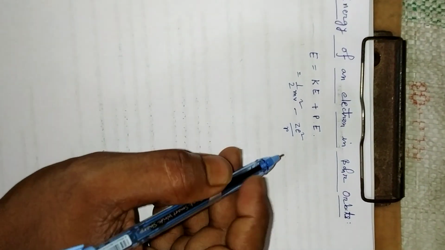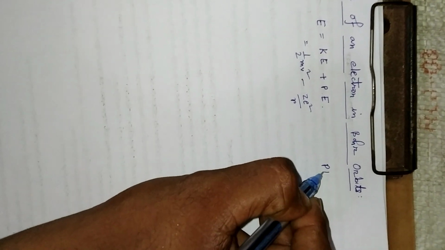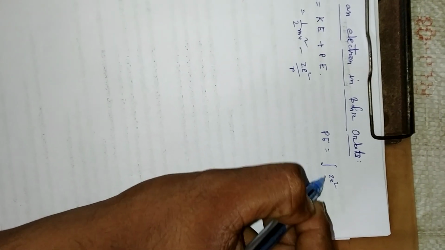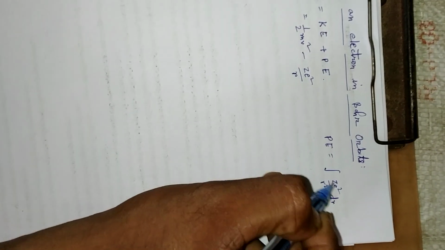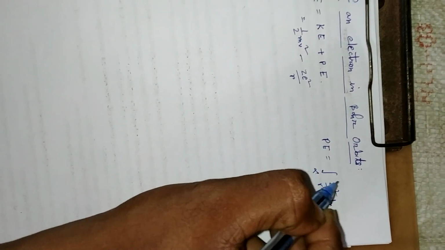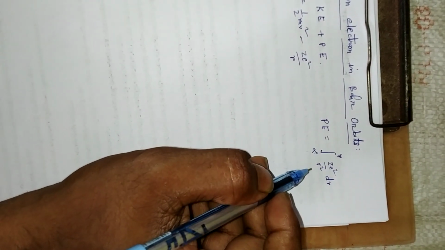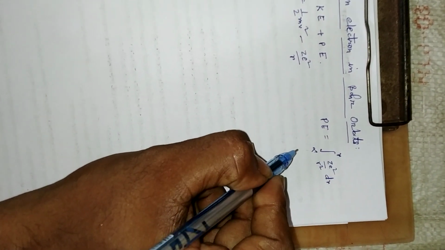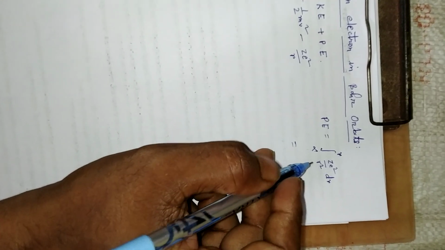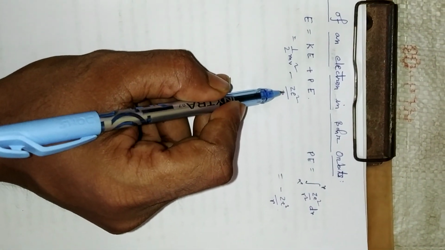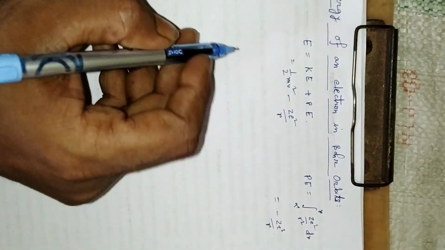How does the potential energy come? The potential energy expression is z square by r square, integrated from infinite distance to r distance. The amount of energy released from infinite distance to r distance is called the potential energy. And if we integrate it, the expression comes to minus z square by r. Thus potential energy is minus z square by r.